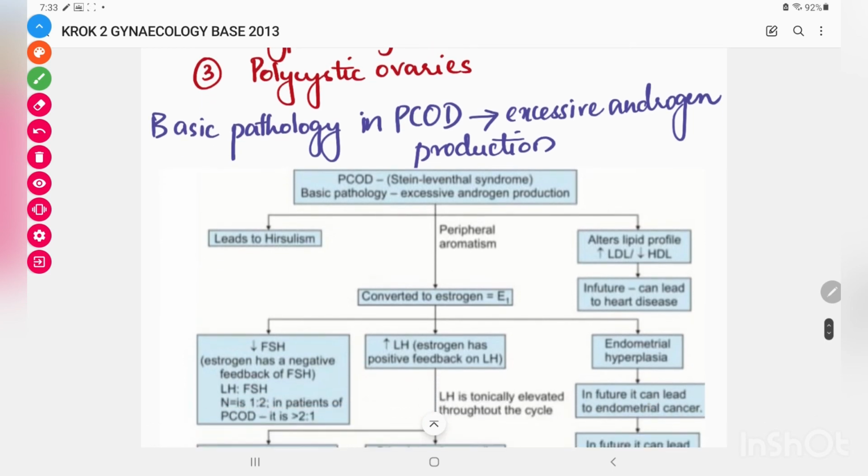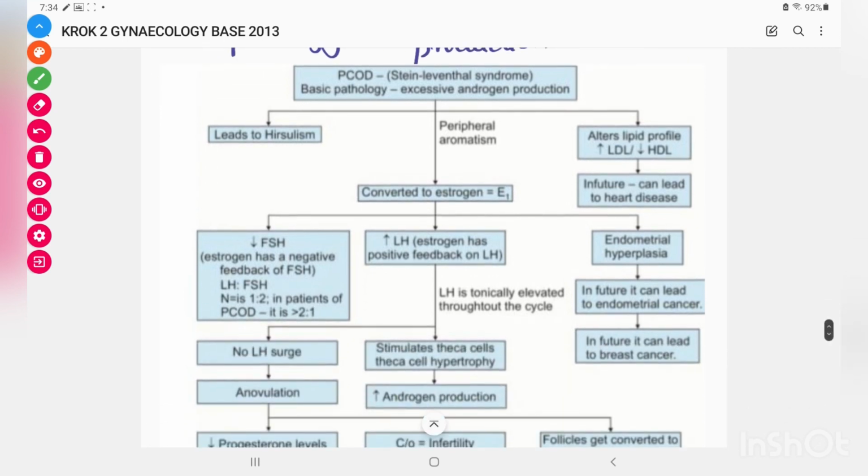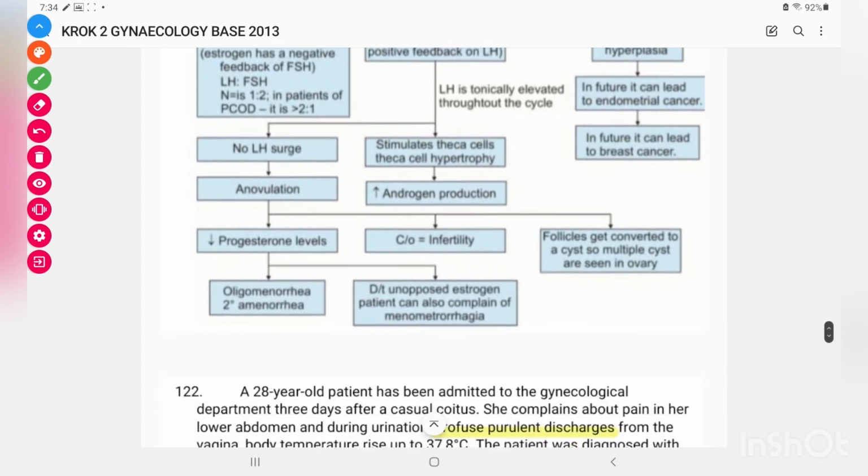And always remember, the basic pathology in PCOD is obviously the excessive androgen production only. And remember, PCOD is also known as Stein-Leventhal syndrome.